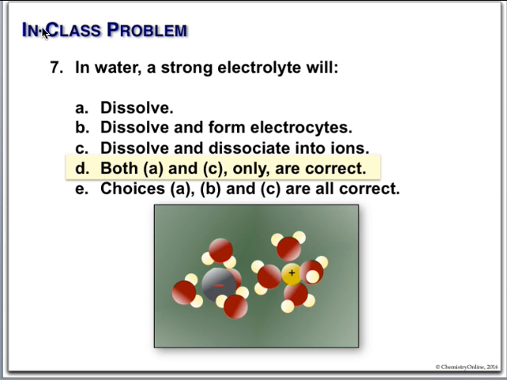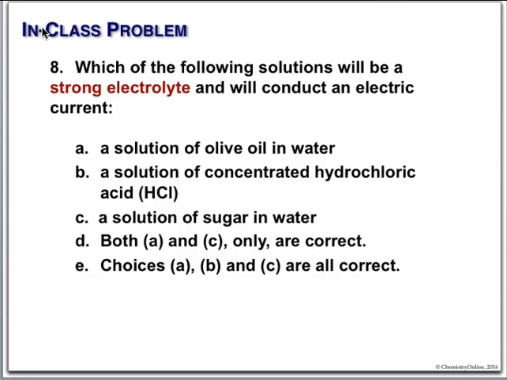Now another question on this same lab. Which of the following solutions will be a strong electrolyte? Now you did this in lab. You actually sat there and did this. So you must remember the answer. We had oil in water. We had concentrated HCl. We had sugar in water. Which of these are going to form ions?